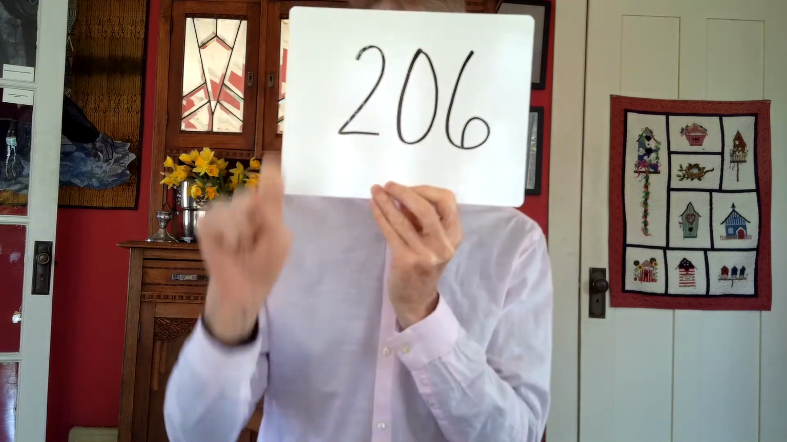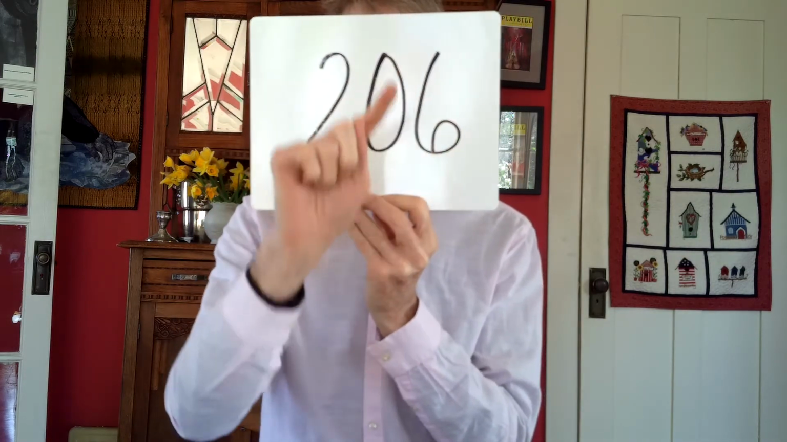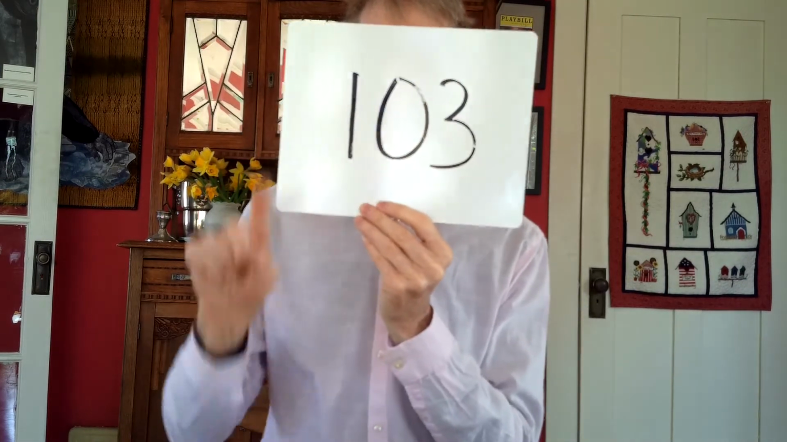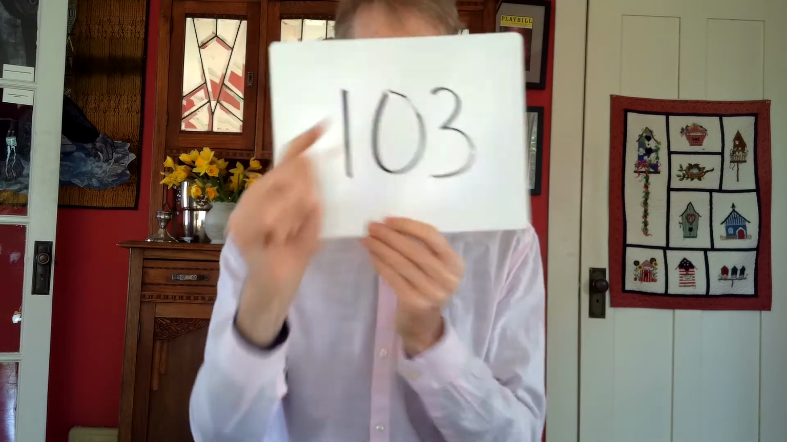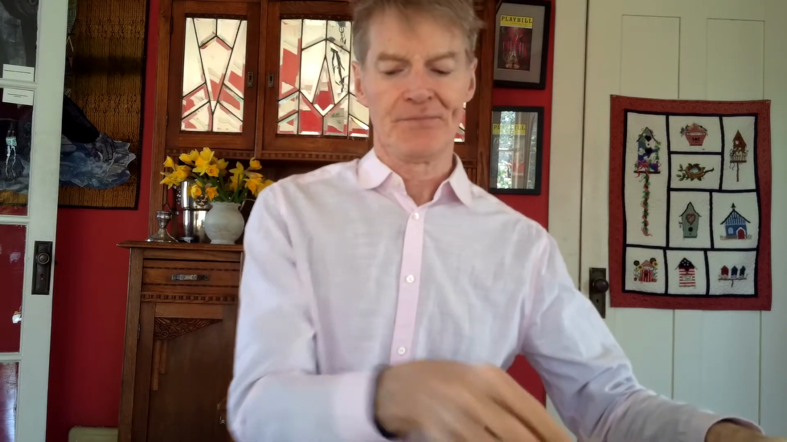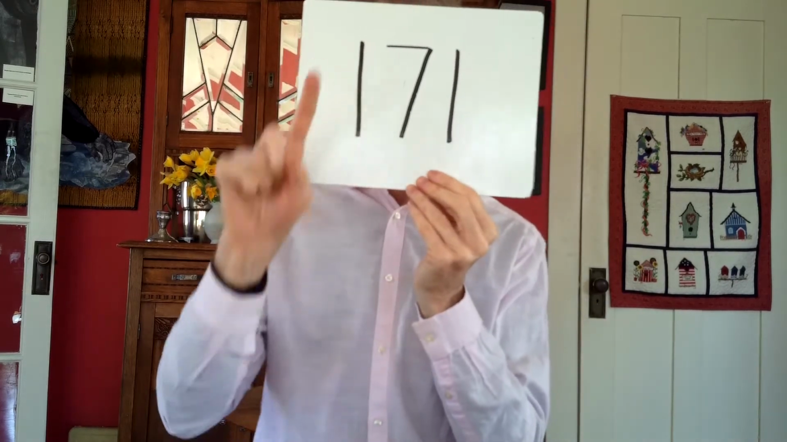Okay, come to math class. If you are from room 206, please write the number 100 in the air. 100 is connected to our graph today. If you are from room 102, please write the number 100 in the air. If you are from room 103, please write the number 100 in the air. If you are from room 104, please write 100 in the air. If you are from room 171, please write 100 in the air.